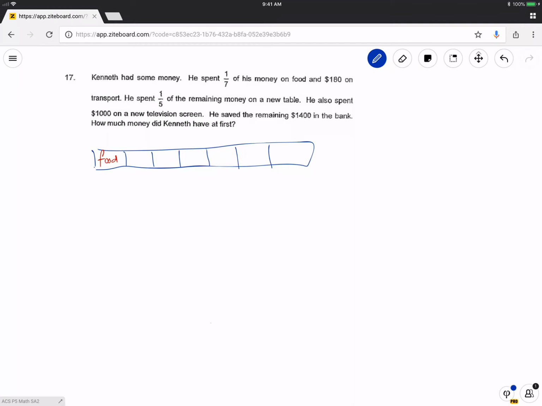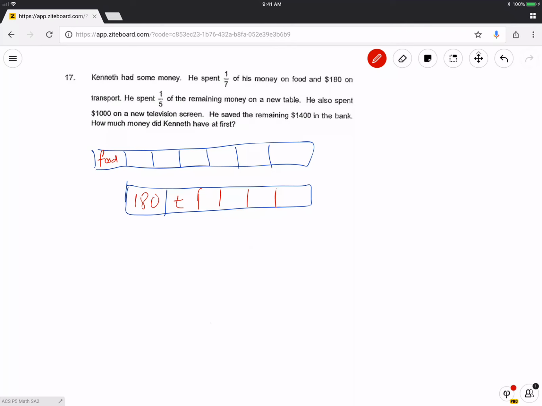So this remaining, I drop down. It's a bit tricky. So 180 is somewhere here. I don't know how much it is, but this is 180, and 1/5 of the remaining is cut into 5, spent on a new table. T for table. You get it? So he also spent 1,000 on a new TV. He saved the remaining.